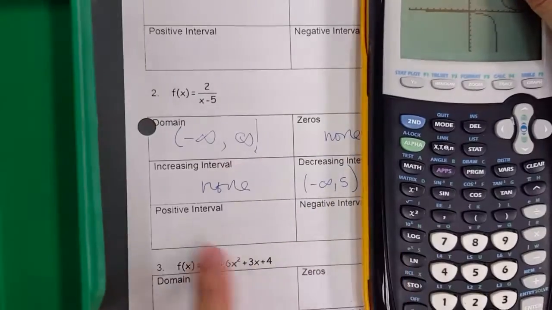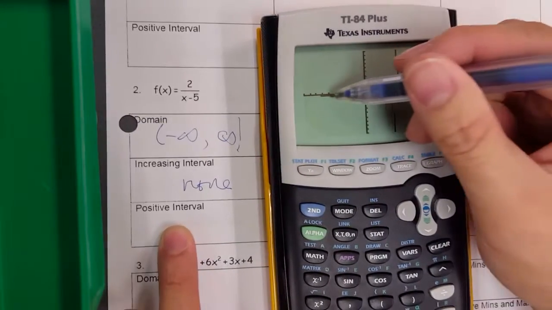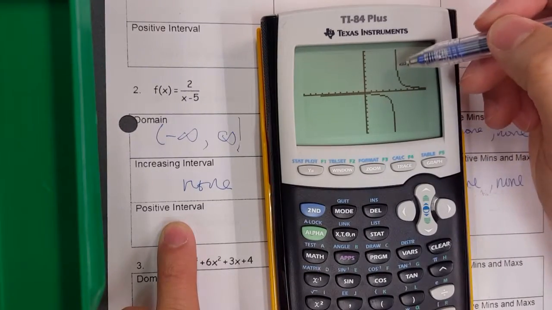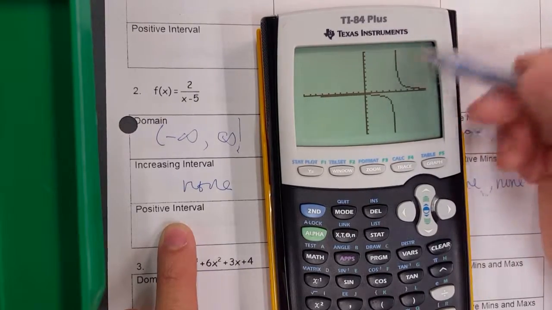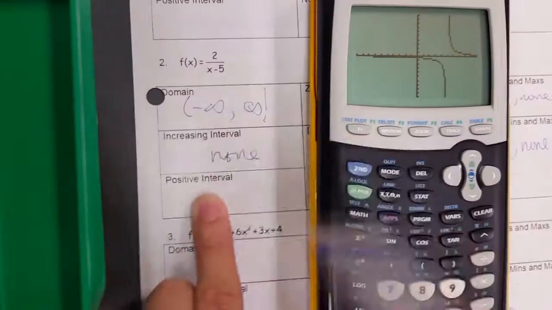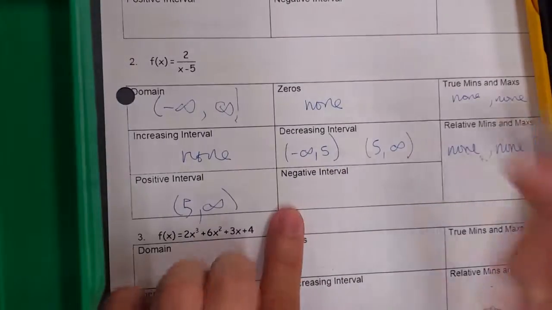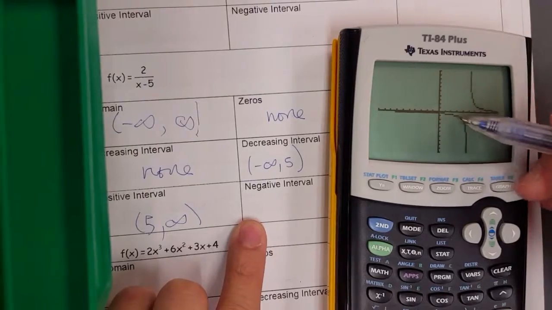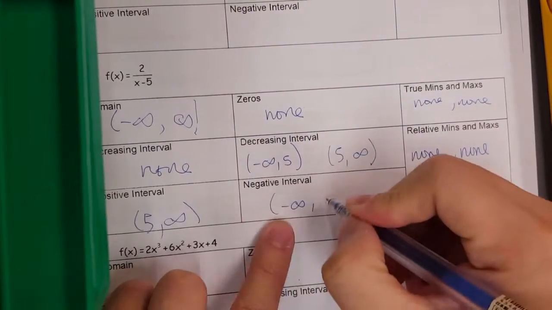Cool, next thing. Positive interval. It's where the function is positive. Here I can see that this piece is negative because it's below the x-axis, and this piece over here is above the x-axis, so it's positive. I want to find the domain of this piece, which I already found before. So that's going to be 5, infinity. And then for the negative interval, it's going to be this piece over here, which is negative. So I have negative infinity all the way to 5.